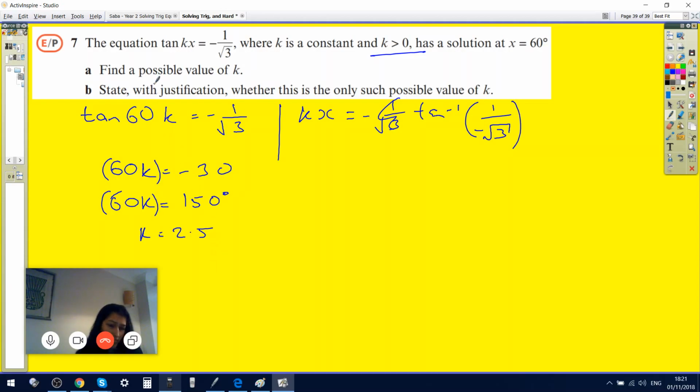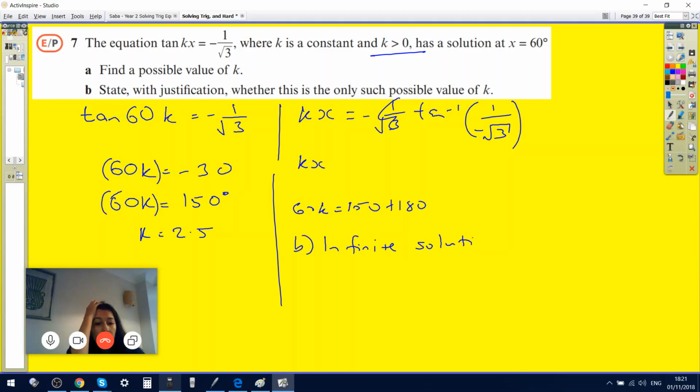And then state with justification whether it's the only possible value for k. Well, if you add 180 to 150, you'd get 330, and divide that by 60 would give you 4.5. So I think there's infinite solutions, because there's no domain or range given. Yeah. Any questions there? No.